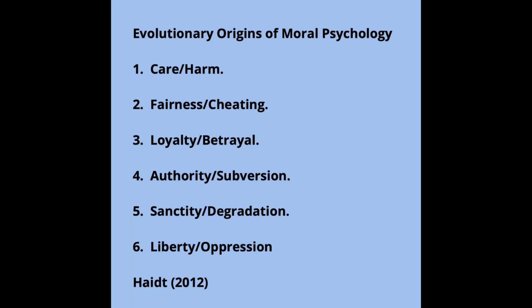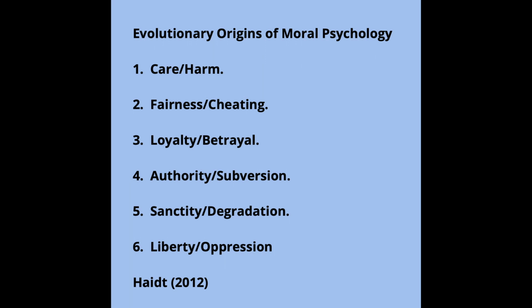Number 4 is authority subversion. This evolved to assist in the forming of beneficial relationships within social hierarchies. It makes us sensitive to signs of status and whether people are behaving properly in their social roles. Number 5, sanctity degradation. This evolved initially as part of the disgust system, which evaluates items as capable of causing illness and death. It can then be extended to determine whether other sorts of objects are good or bad.